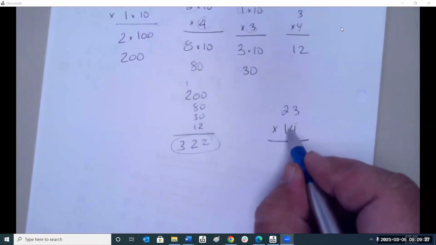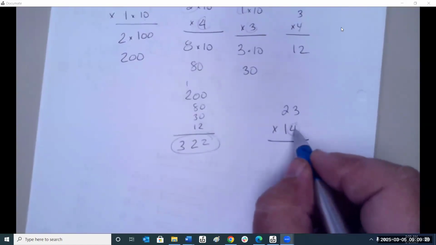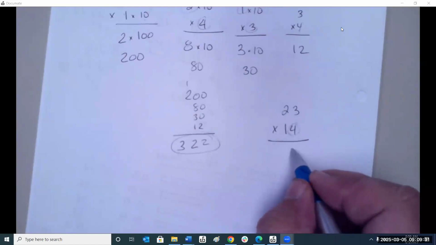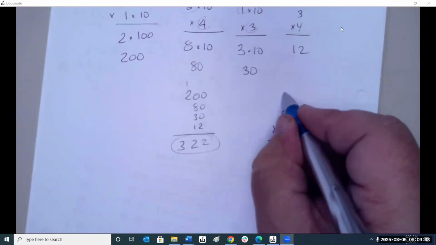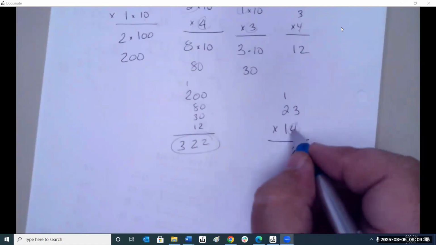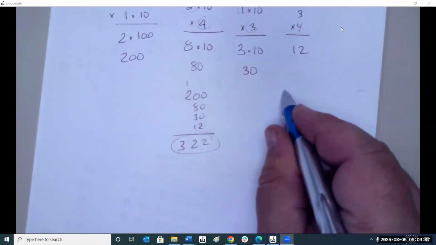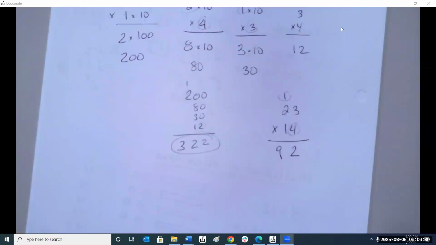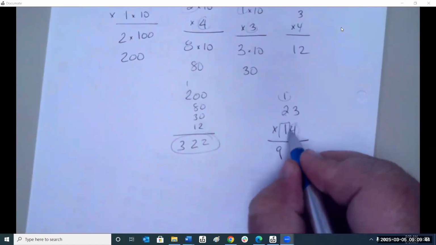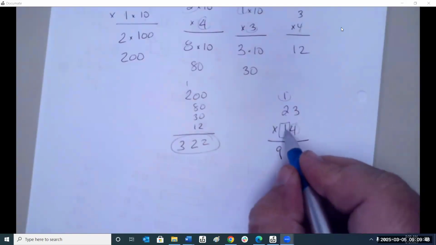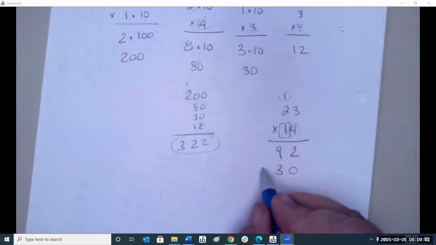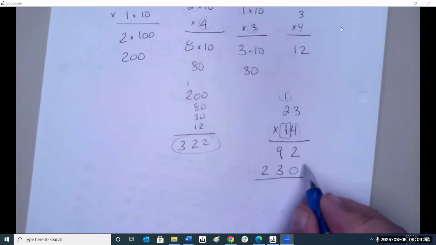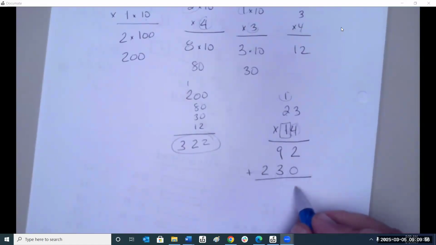So this is the ones. 4 times 3 is 12. Carry the 1. 4 times 2 is 8. Plus 1 is 9. This number is in the tens, so I have nothing in the ones. I'm in the tens now. 1 times 3 is 3. 1 times 2 is 2. Now we add them.